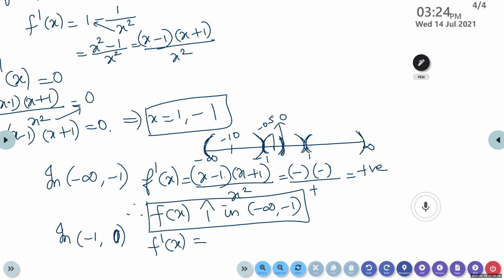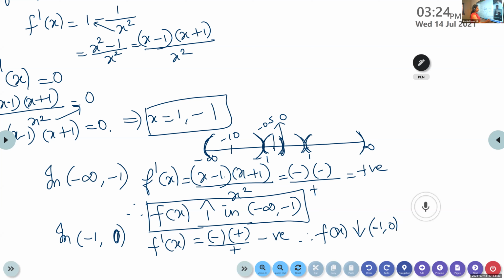If you take minus 0.5, the first value, minus 0.5 minus 1, means it is negative. What about the next one? The next one will be positive. Denominator, square is there, so it will always be positive. So here we get this as negative. Therefore, we can say f of x is decreasing in the interval minus 1 to 0.